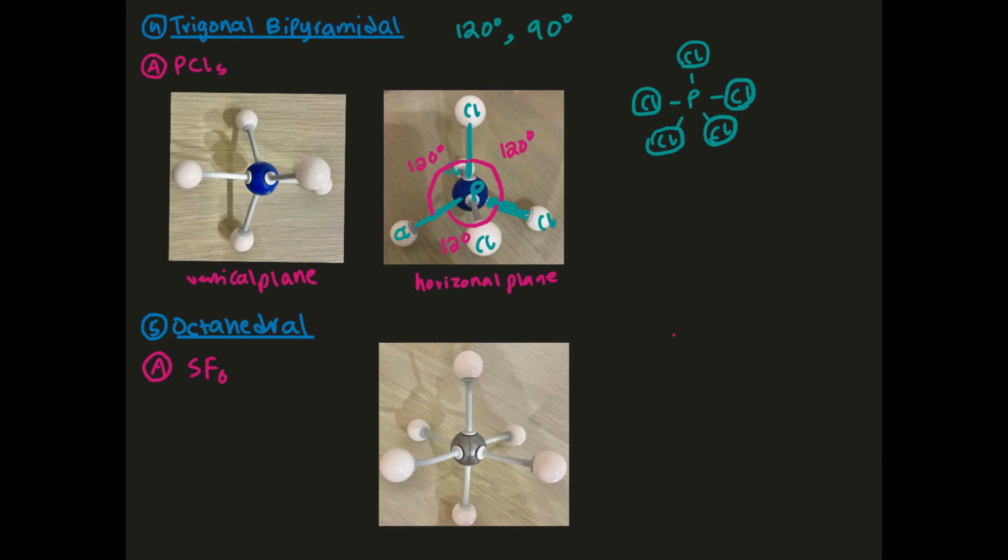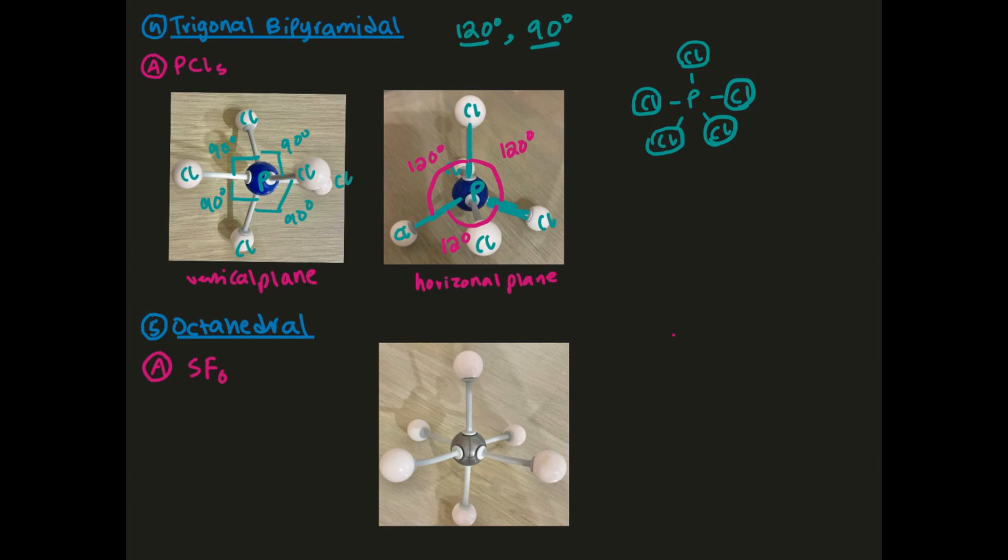Now if you look at the vertical plane, this is going to be the phosphorus over here, and the white circles are the chlorines. If you look at it over here, this angle is 90 degrees, and this angle is also going to be 90 degrees, and this will be 90 degrees, and this will also be 90 degrees. So for trigonal bipyramidal, you have two angles: 120 degrees and 90 degrees. In the vertical plane, your angle is going to be 90 degrees between the vertical and the horizontal, and in the horizontal plane, it's going to be 120 degrees.